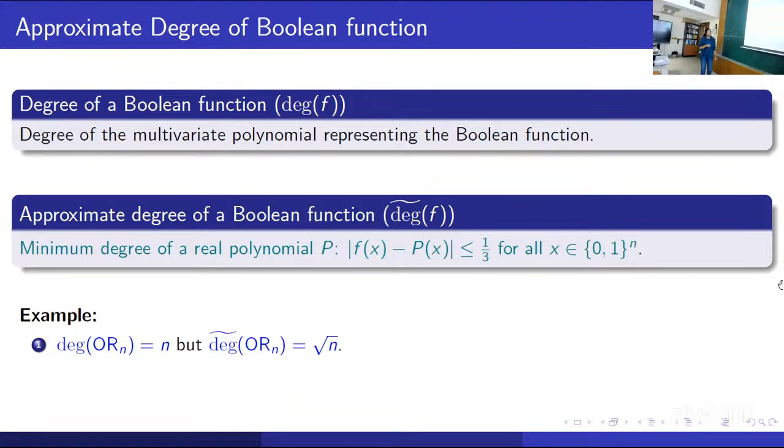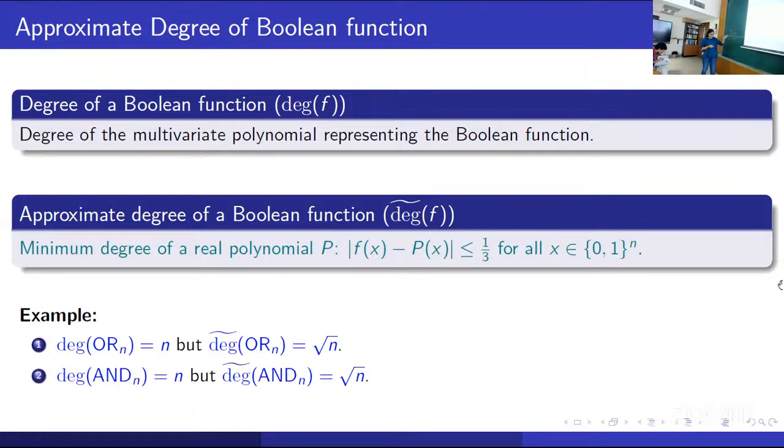So the immediate question is, when we are not trying to exactly represent the function, are we getting some advantage? Here advantage means advantage in degree. Am I saving on degree? Here is an example where we are actually saving on degree. For this function, the exact degree is full, but the approximate degree is square root of n. So we were saving a lot on degree. But there are functions for which we will not save. For example, for majority, the degree and approximate degree are both full. But there are a lot of cases where we will save on the degree.